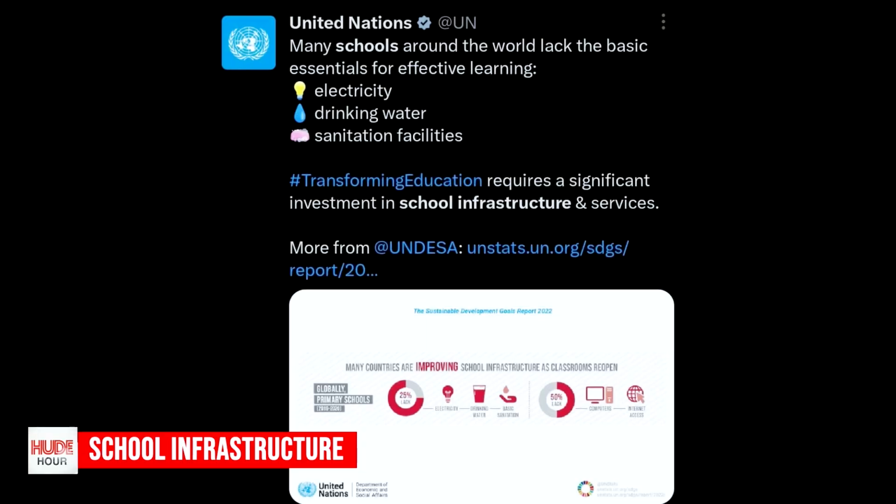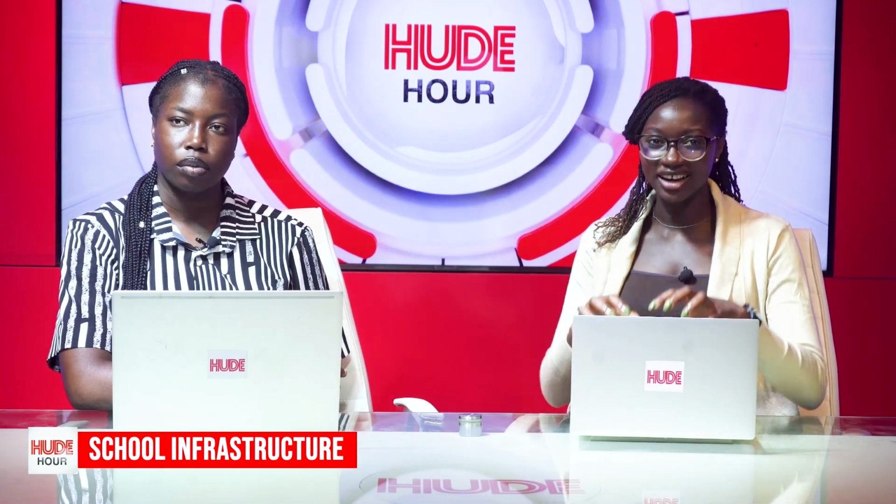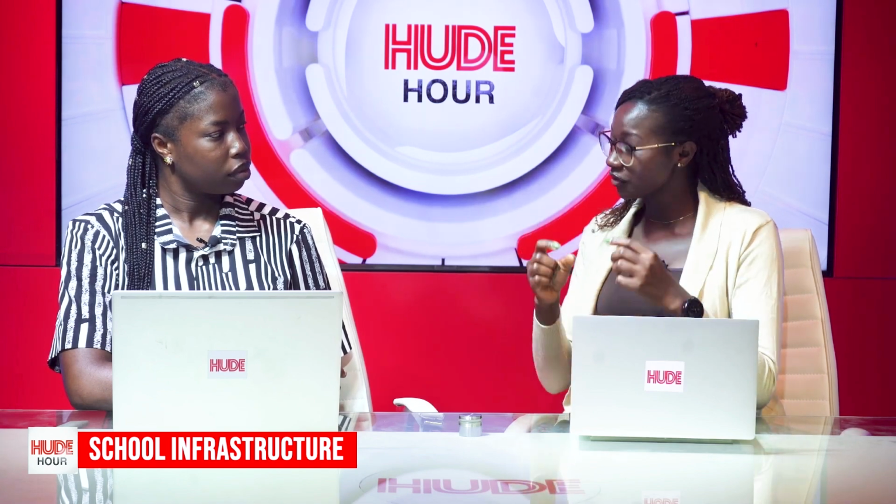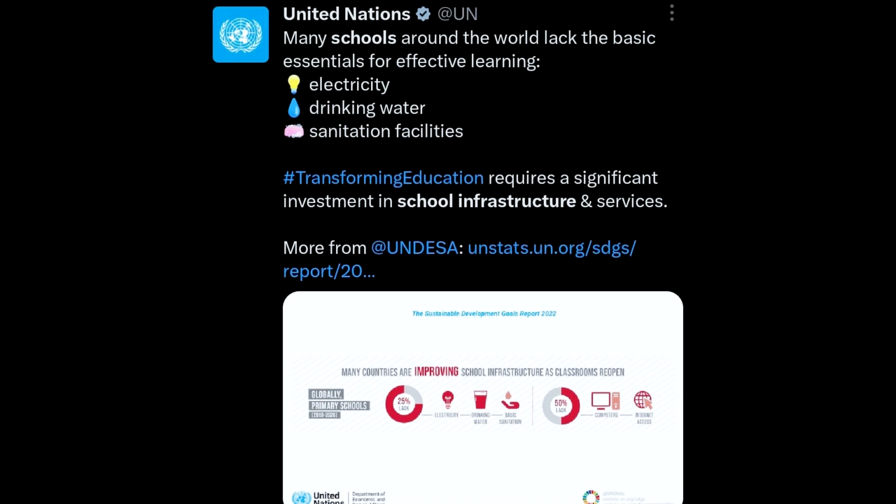Let's move ahead. All right, here the United Nations is saying many schools around the world lack the basic essentials for effective learning: electricity, drinking water, sanitation facilities. Transforming education requires a significant investment in school infrastructure and services. This is exactly what we're trying to say here today on this episode. It is important that school infrastructure is paid close attention to. Yeah. Because for a very long time, we've not been able to place our hands on the fact that school infrastructure is quite important. So the United Nations is saying we need significant investment. Electricity, drinking water, sanitation facilities, we need to have them for learning to take place effectively.